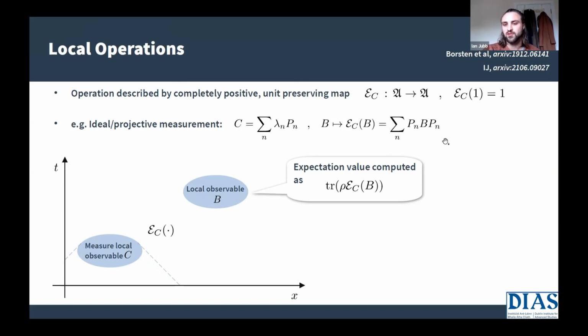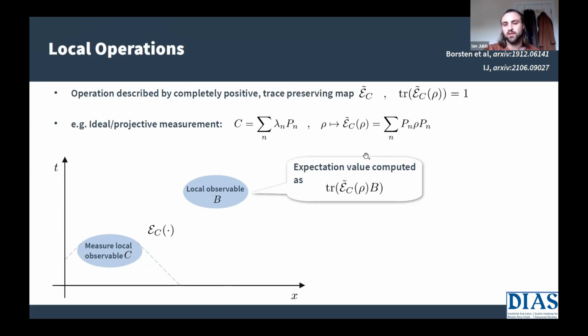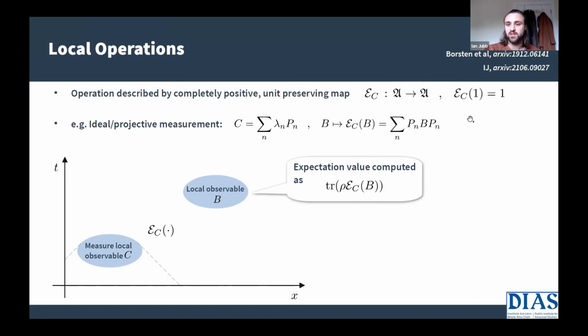Now, this may look familiar to people when thinking about the dual picture, where we update the state instead. And in this case, we'd be thinking about trace preserving maps. But we'll be sticking in the dual picture to this, i.e. maps on the algebra itself.